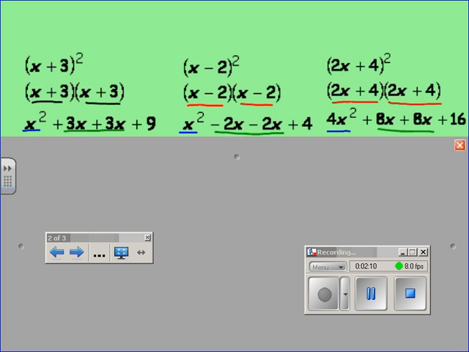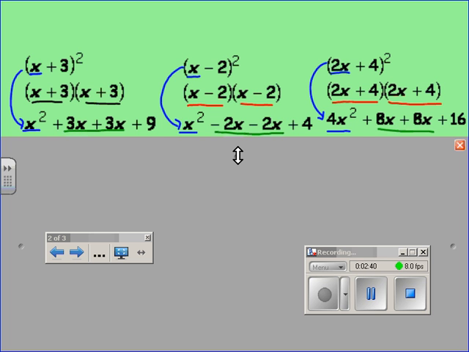Look at this first term, and then look at the original binomial and see if you can see a relationship between those two. You should be able to see that x squared is simply this first term squared. And here we have our first term, and it's also squared. And here we have 2x, but if we square 2x, we get 4x squared.